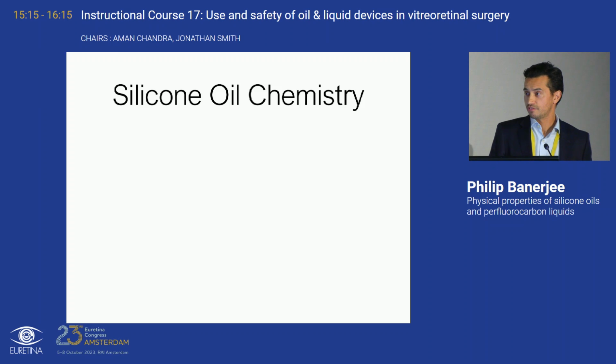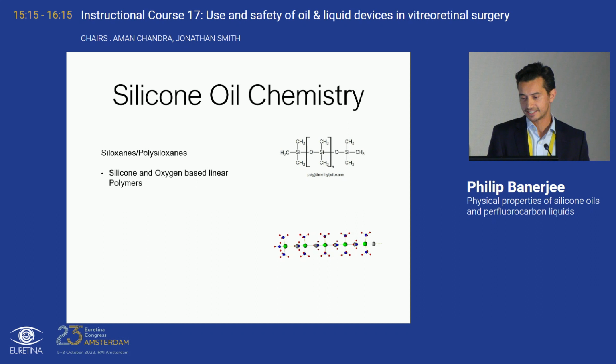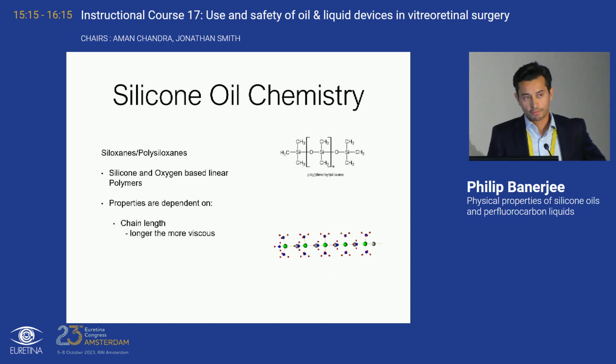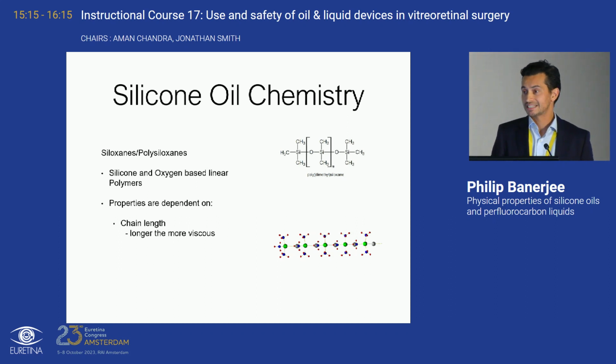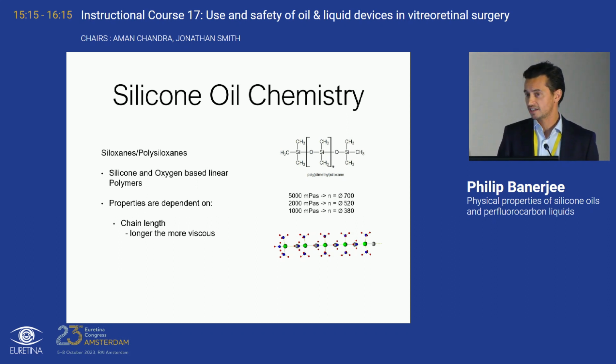Briefly, silicone oil chemistry, very briefly, because I think most of us here are clinicians. Silicone oil is a linear polymer, a long chain of silicon and oxygen. It consists of a repeating unit of polydimethylsiloxane, and its properties depend basically on two things. First, the length of the chain, the number of repeating polydimethylsiloxane units, and therefore the longer the chain, the greater the viscosity. So 5,000 centistoke or centipoise oil has a longer chain, about 700 repeating units of polydimethylsiloxane, and 1,000 has about 380 repeating units.